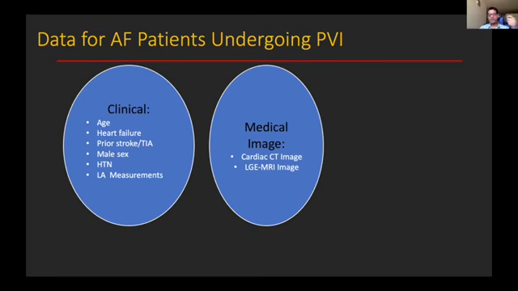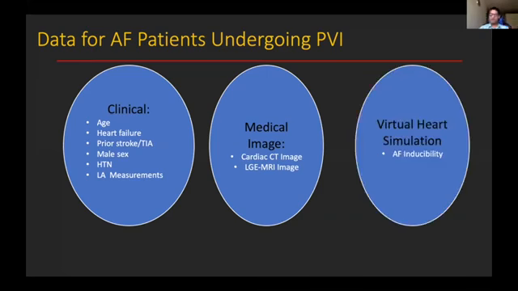In terms of this medical imaging data, there are two main types of data available for the left atrium: the cardiac computed tomography image, cardiac CT image, and the late gadolinium enhanced MRI image. Cardiac CT image provides the structure of the left atrium. The LGE MRI is a more specialized form of imaging where you can also look at the substrate in the wall of the left atrium, and it's very useful for doing virtual heart simulations that we do at our center.